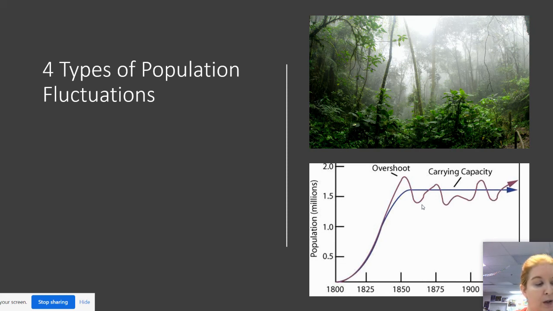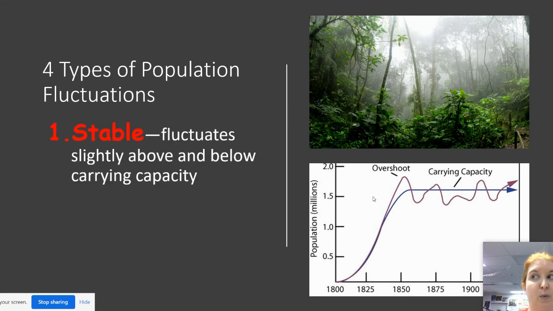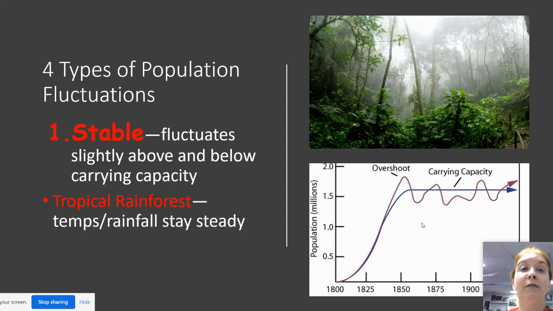So then down to the bottom of page 11, we have 4 types of population fluctuations. The first one in the picture, here we go, stable. This is going to fluctuate slightly above and below carrying capacity. So it goes up, it goes down. We have overshoot, we have dieback, but it's fairly stable. Tropical rainforests are this way. The temperatures and the rainfall stay fairly steady, so then the critters can figure out what they're doing. So that's the first kind.